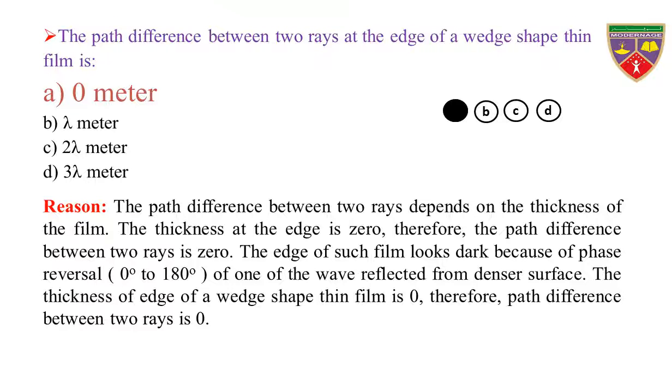Reason: the path difference between two rays depends on the thickness of the film. The thickness at the edge is zero. Therefore, the path difference between two rays is zero. The edge of such a film looks dark because of phase reversal, 0 degree to 180 degree, of one of the waves reflected from the denser surface. Hence, the path difference between two rays is 0 meter.